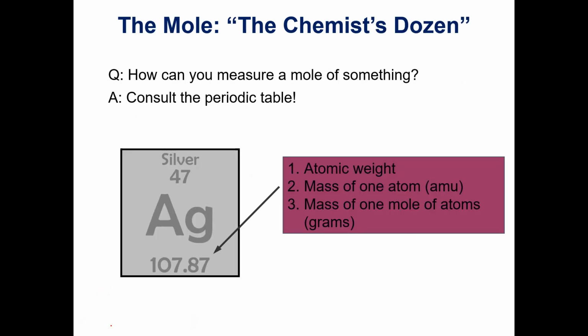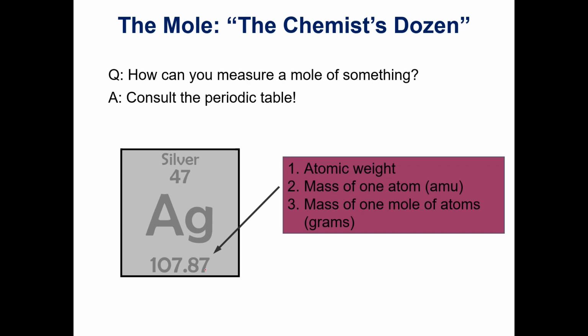So, that's all well and good, but we can't exactly count out 6.022 times 10 to the 23rd atoms. That would take us probably longer than we have possibly in our lifetimes. So, we're obviously not going to be able to count it out, and our balances don't weigh things in moles, so how exactly would we measure out a mole of something? Well, we have a convenient way of doing that if we look at the periodic table.